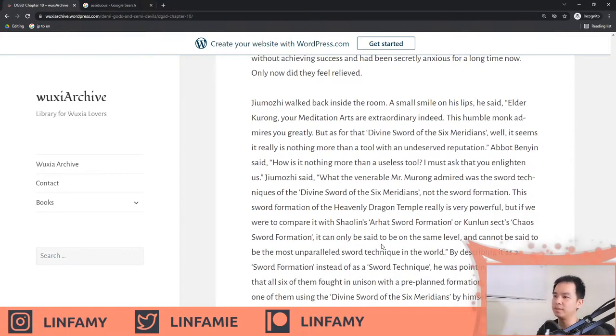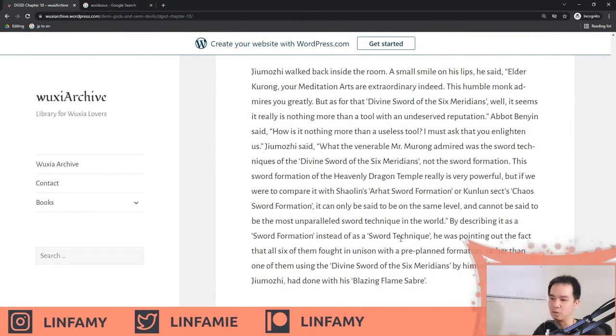Jiu Mozi said, "What the venerable Mr. Murong admired was the sword techniques of the divine sword of the 6 meridians, not the sword formation. This sword formation of the Heavenly Dragon Temple really is very powerful, but if we were to compare it to Shaolin's Arhat sword formation, or Kunlun's Two Rites chaos sword formation, it can only be said to be on the same level, and cannot be said to be the most unparalleled sword technique in the world."